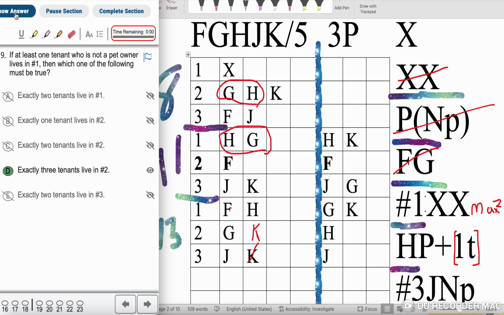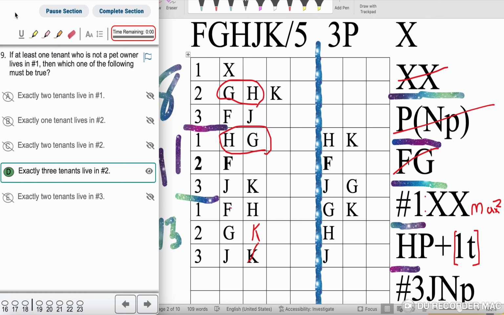By process of elimination, and also remembering the information that there are 3 tenants in apartment 2 from question 8, that gives you the correct answer, D: exactly 3 tenants live in number 2.